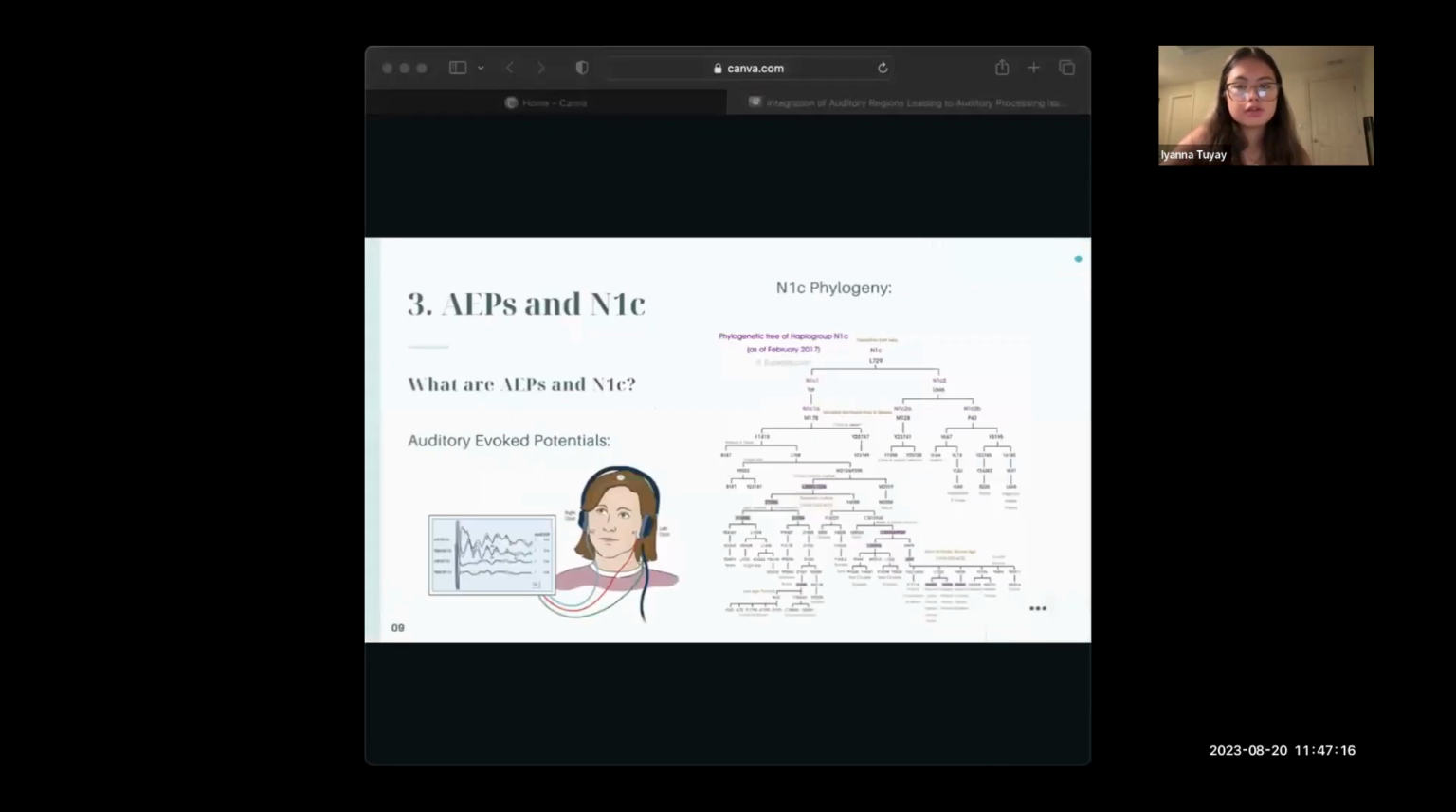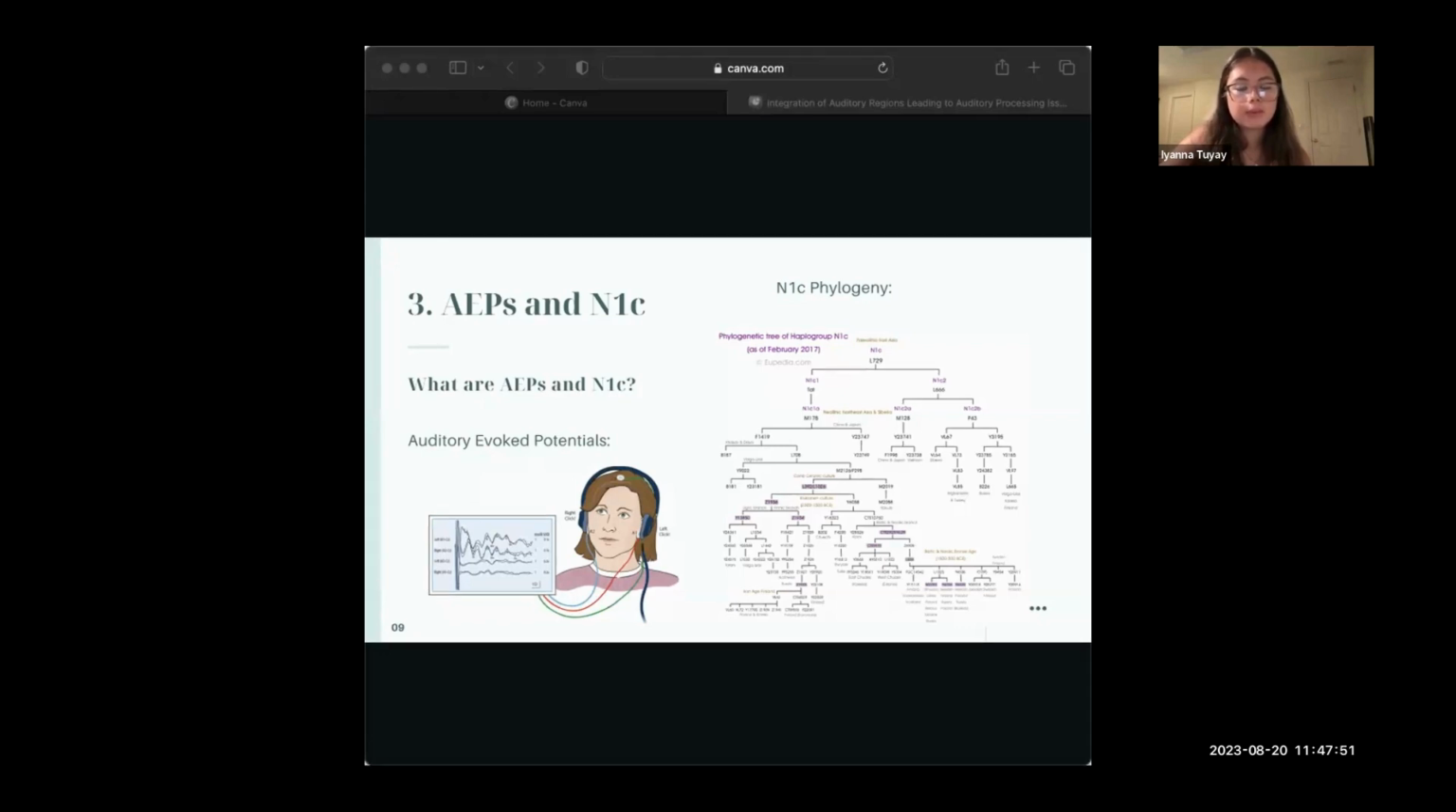And then with my third topic, which are AEPs and N1C, which is the Y-DNA. So what are these 2 factors? Auditory evoked potentials assess specific areas of the brainstem, midbrain, and auditory cortices. It is an electrical signal evoked by the brain while an auditory stimulus is presented. Evoked potential tests, such as those tested in electrophysiological methods, record how quickly nerve signals reach your brain.